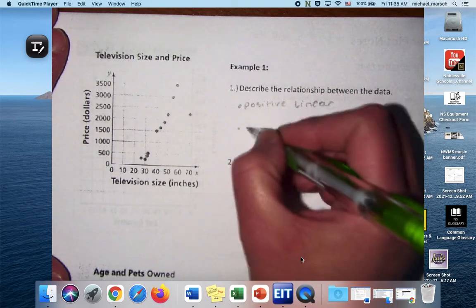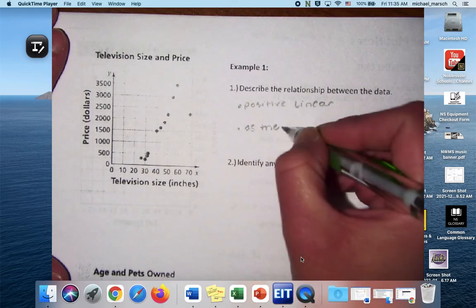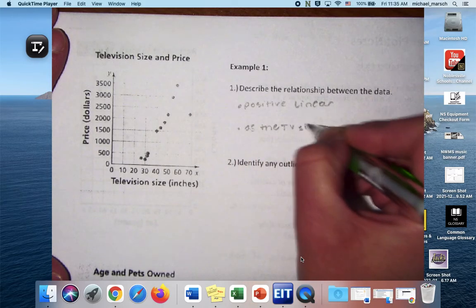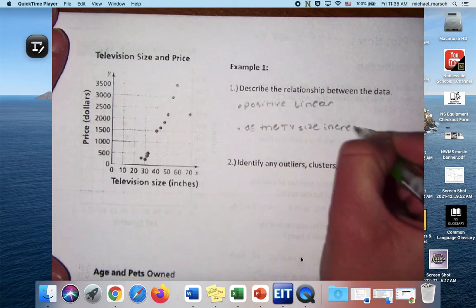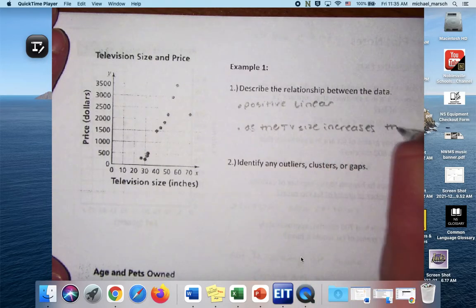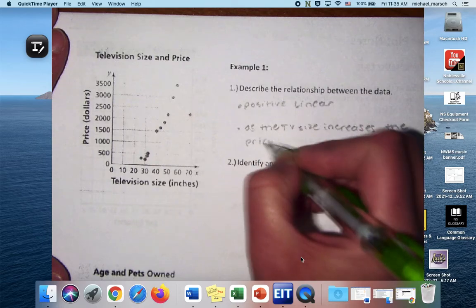Because as the TV size increases, the price also increases.